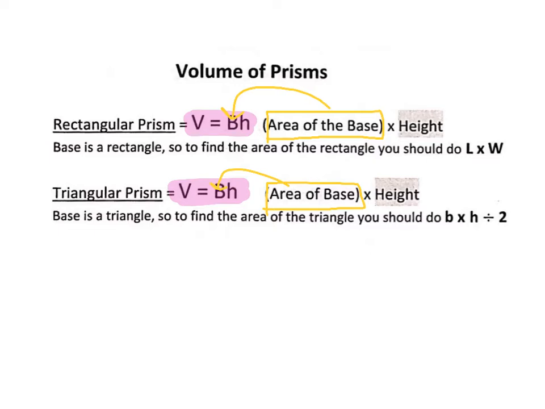Now when you look at the rectangular prism, the base is a rectangle. So all you have to do is multiply the length times the width for the area of the rectangular base. When you move down to a triangular prism, triangles have a different formula. We have to do the base of the triangle times its height, but then that really important thing is dividing by 2. We're going to take a look at 2 different examples, one rectangular prism and one triangular prism, and show how to work that out together.